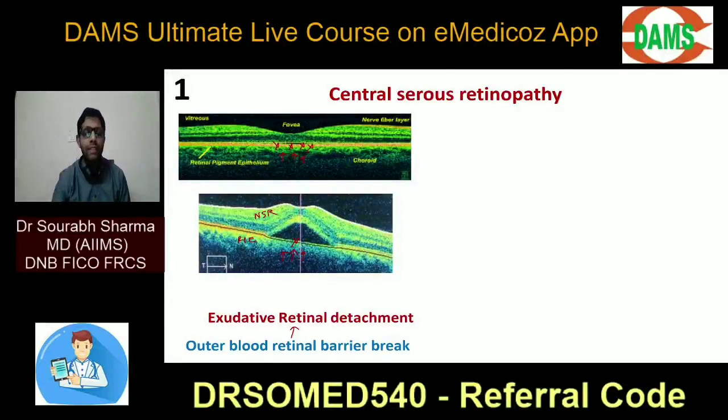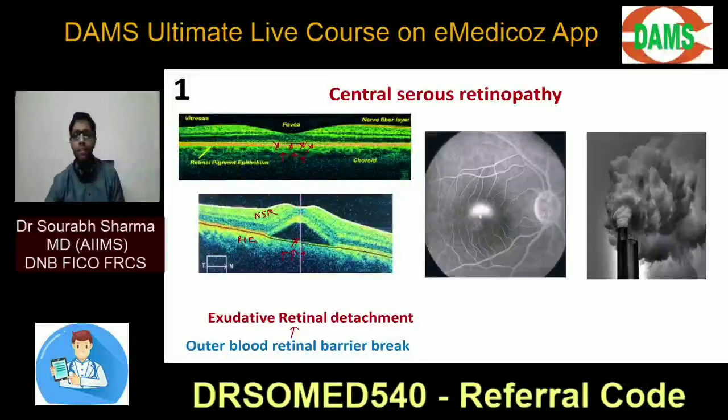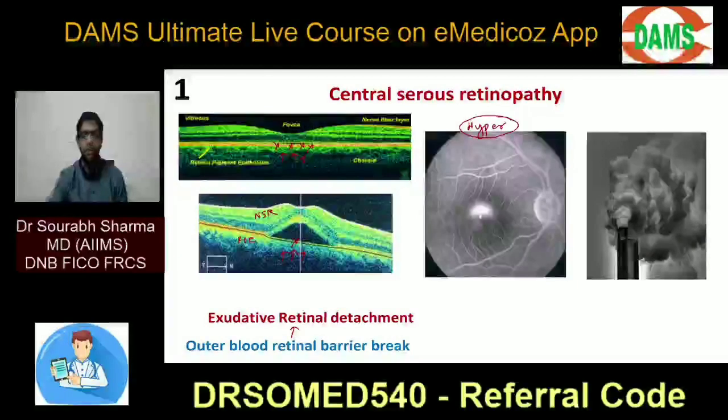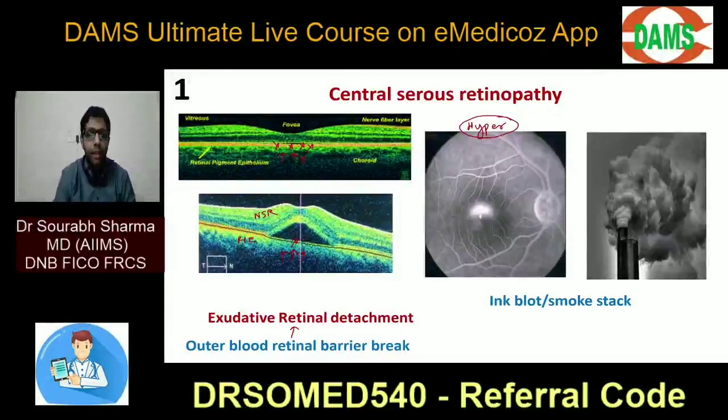इसी को तो हम कहते हैं central serous retinopathy. Serous fluid is coming from the central retina because of outer barrier break. And on angiography, see, in the central retina there will be hyperfluorescence and the dye will rise like a smoke. Pattern को क्या बोला? Ink blot appearance. Ink blot appearance.